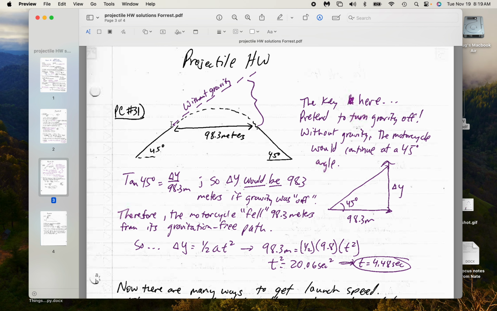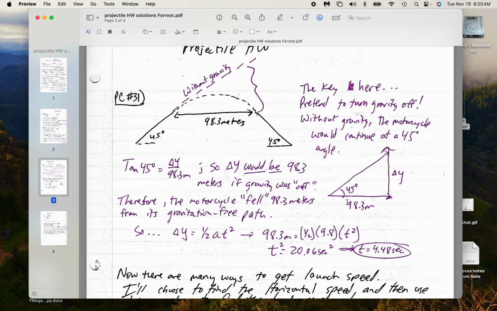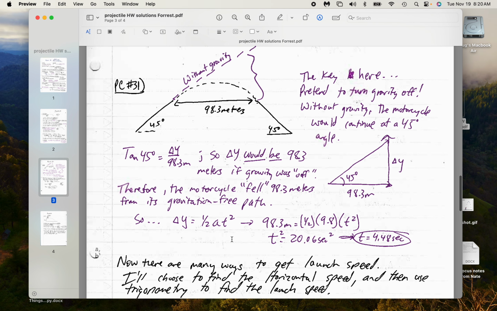Okay. So essentially, what gravity has done, if it lands at the same height as it's launched, is pull it down by 98.3 meters compared to where it would have been. So now I can think about this. I'm just showing you here how I figured out that 98.3 meters. You could use trig if you want, or you could recognize that a 45-degree angle has equal sides. So now I'm saying, well, this thing fell 98.3 meters compared to where it would have been. That lets me know that the time it's in the air is 4.48 seconds.